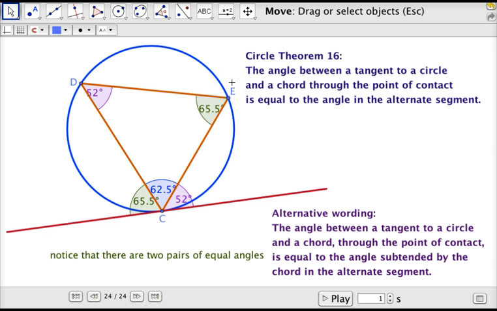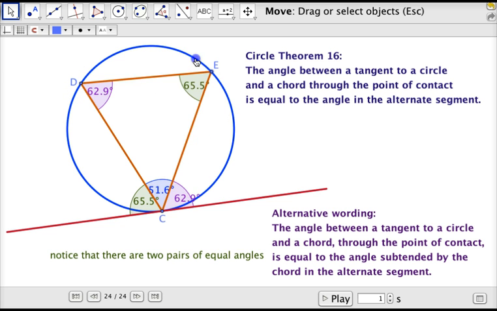Now, this theorem, you can look at it two ways. Look at the green ones. Here is a tangent as well, and there's the angle between the tangent and the chord, and it equals, see, the angle the chord subtends. So that's why the 65.5 in green is equal to this 65.5. Again, the angle between this tangent and this chord is equal to the angle formed in the alternate segment. And it's formed from that chord, but in the other segment.